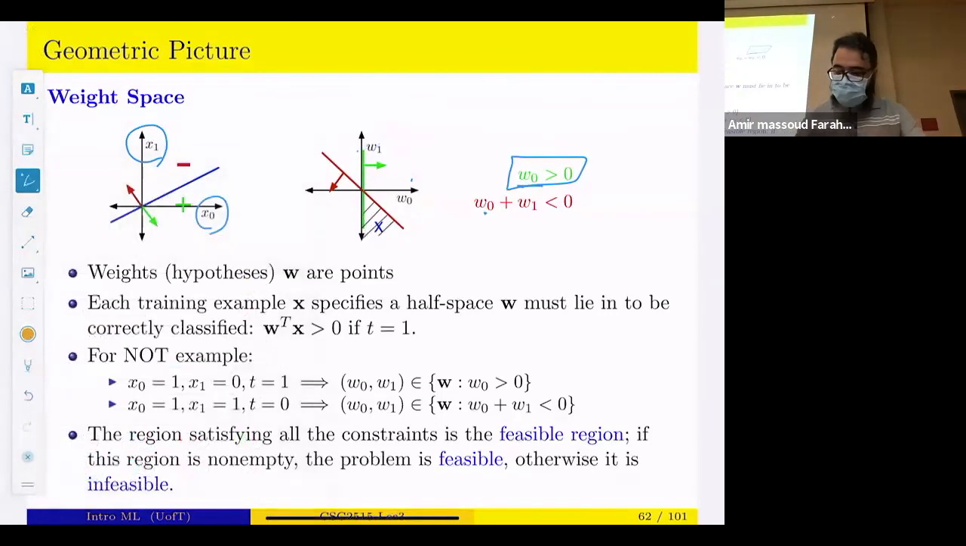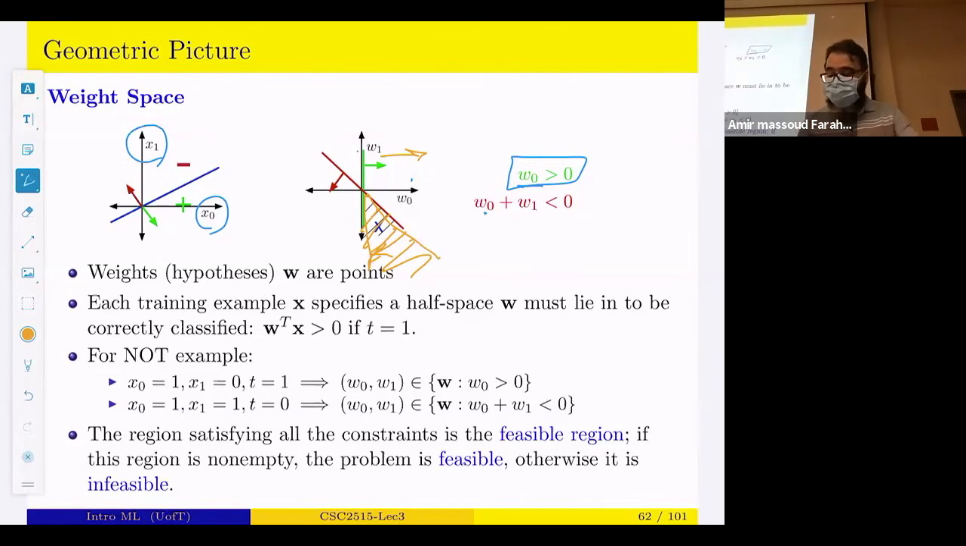So we have this region, and we have this region. So what is the intersection of them? It would be this region that is kind of shaded here. So if we choose a weight in that region, then that would satisfy our classification constraints.